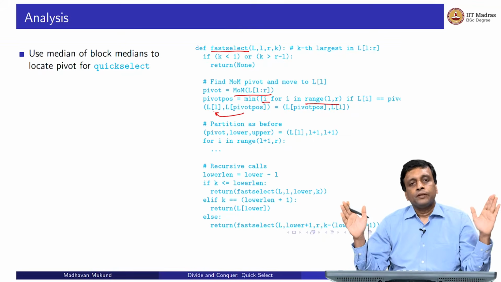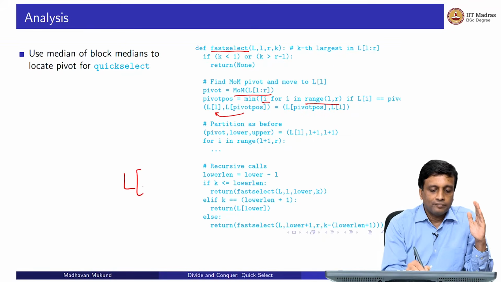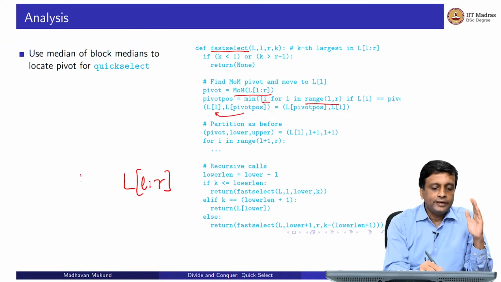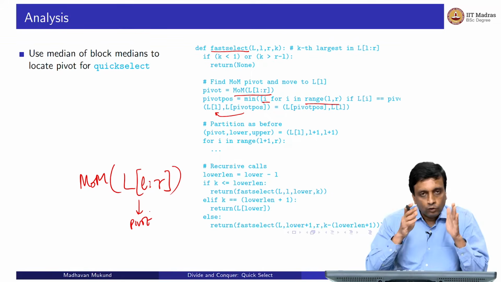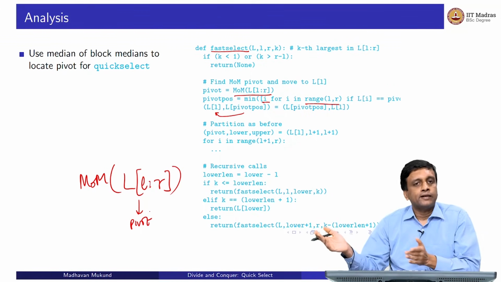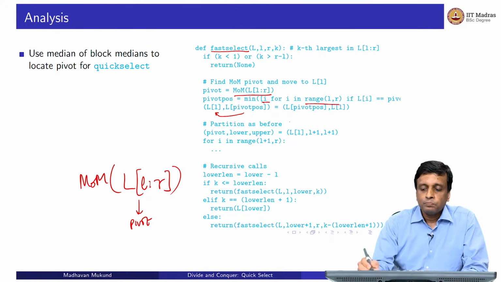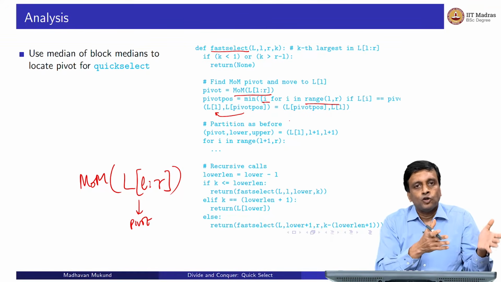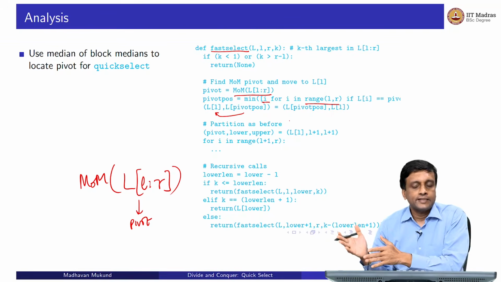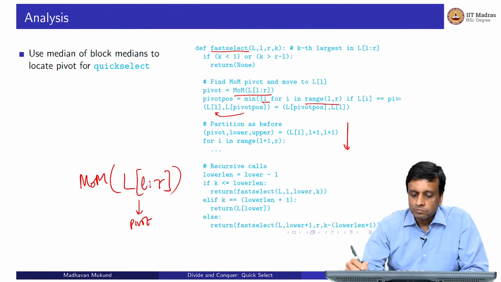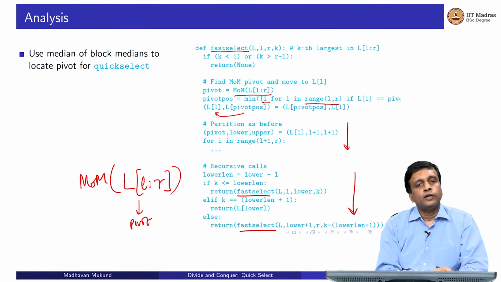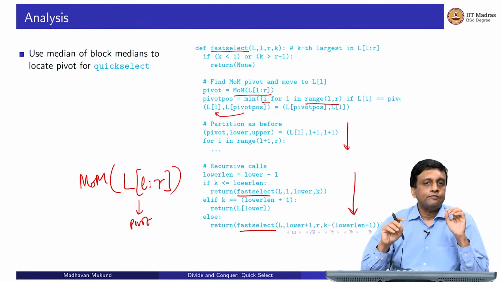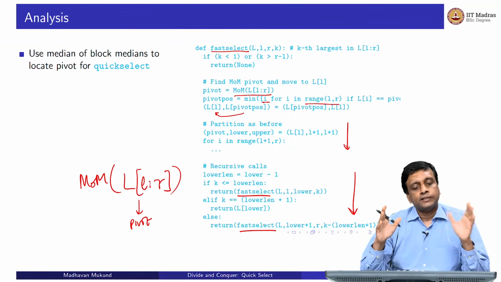So you give me the slice from L to R, I run median of medians on it and get a pivot, and I take this pivot and move it to the beginning so that the rest can run as before. I move the pivot from wherever the median of medians found it to the left hand side, and then run everything as before. The partitioning is as before, and the recursive calls are as before, except that instead of calling quick select I am calling fast select. The only thing I have changed is the way I compute the pivot. Instead of taking the leftmost element, I am using this median of medians.